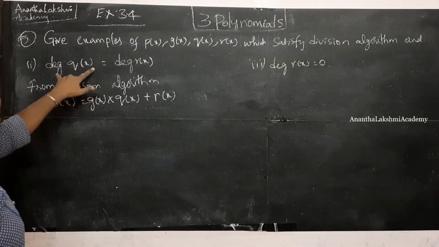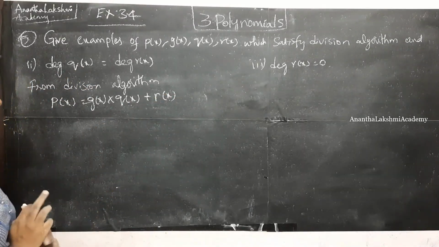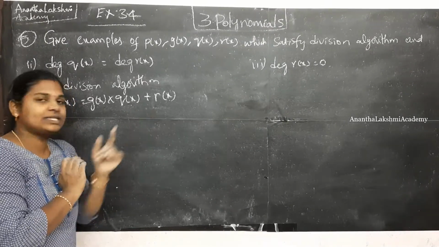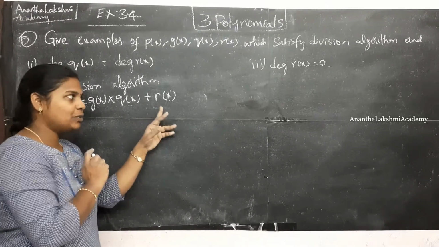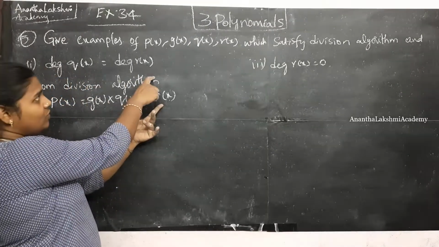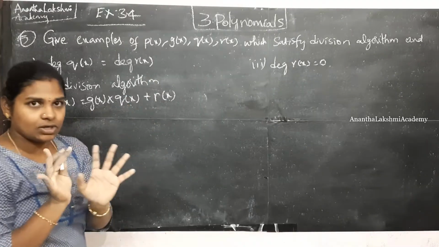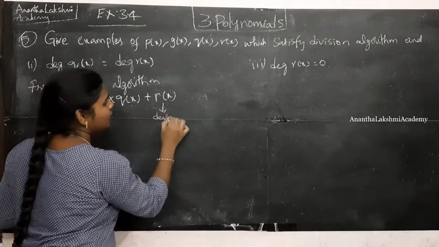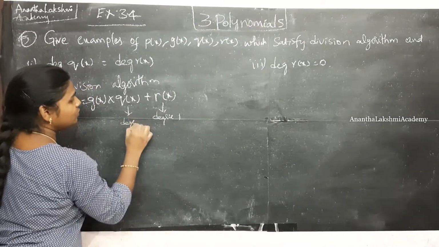Now what are they saying? Degree of q of x and r of x is equal. So let us try to assume the degree of r of x is equal to 0. Then what happens? It will be only a constant. When the degree of r of x is equal to 0, the degree of q of x is also equal to 0. What happens? This becomes 0. P of x becomes 0. So we cannot assume that. So let us assume the degree of r of x as 1. Then what happens? Degree of q of x is equal to 1.